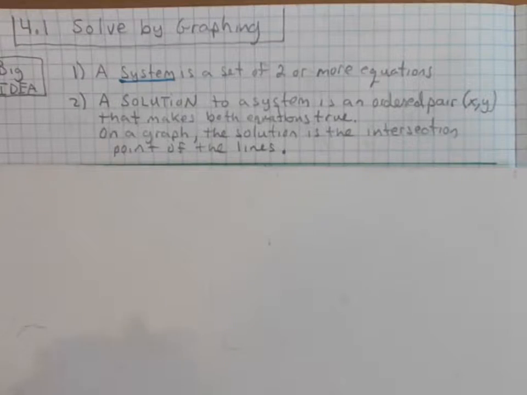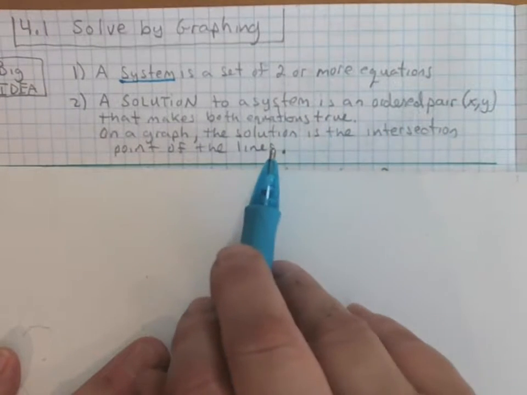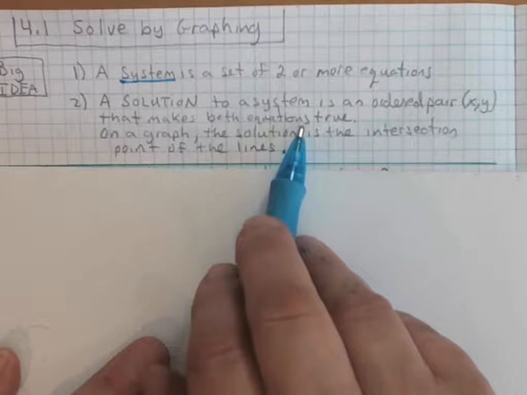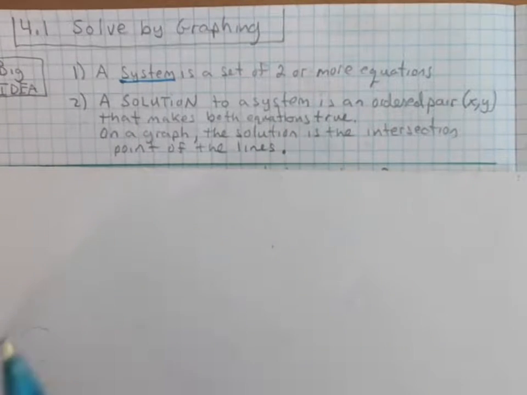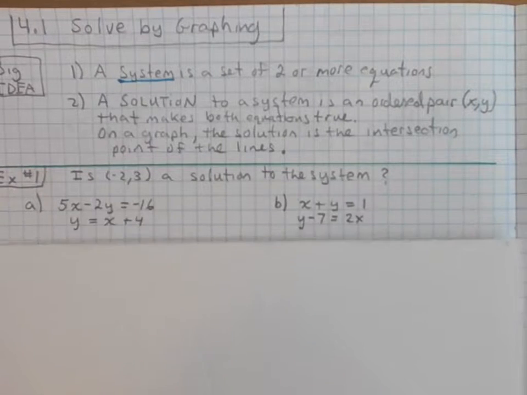And so what does that mean? Well, the solution is an ordered pair that makes both equations true. And so typically on a graph, we're looking for where two lines would intersect, because that intersection point would be the solution to the system. Okay. Three methods that we're going to learn are the graphing method, the substitution method, and a method called elimination. So today we'll look at graphing.